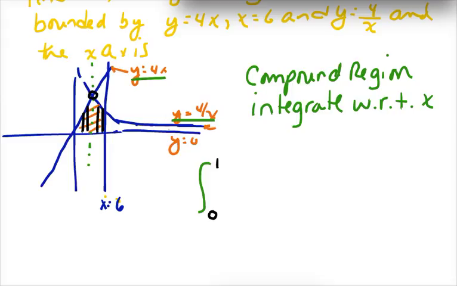You can figure that out by setting 4 over x equal to 4x. Times both sides by x, and you're left with 4 equals 4x squared. And that's going to yield x is equal to plus or minus 1. We're in the first quadrant, so we're going to look at 1.